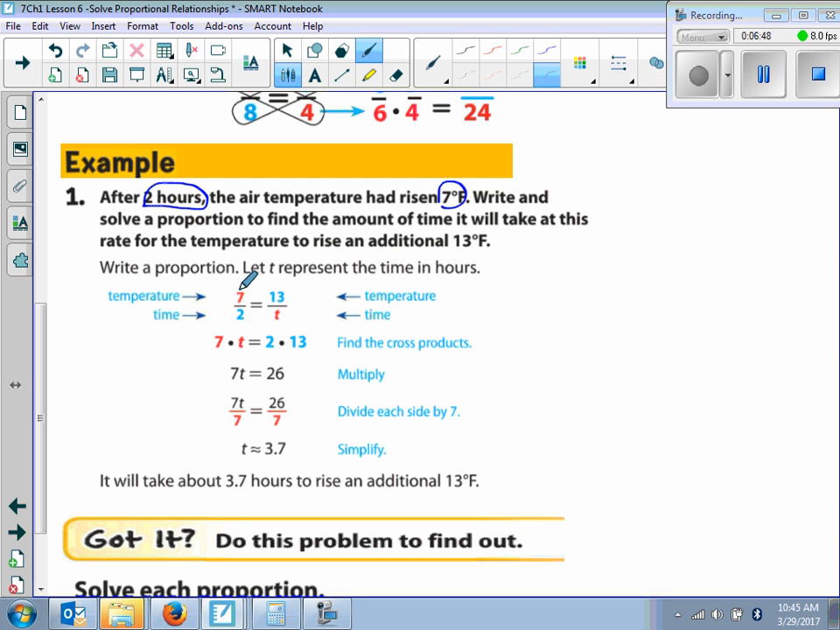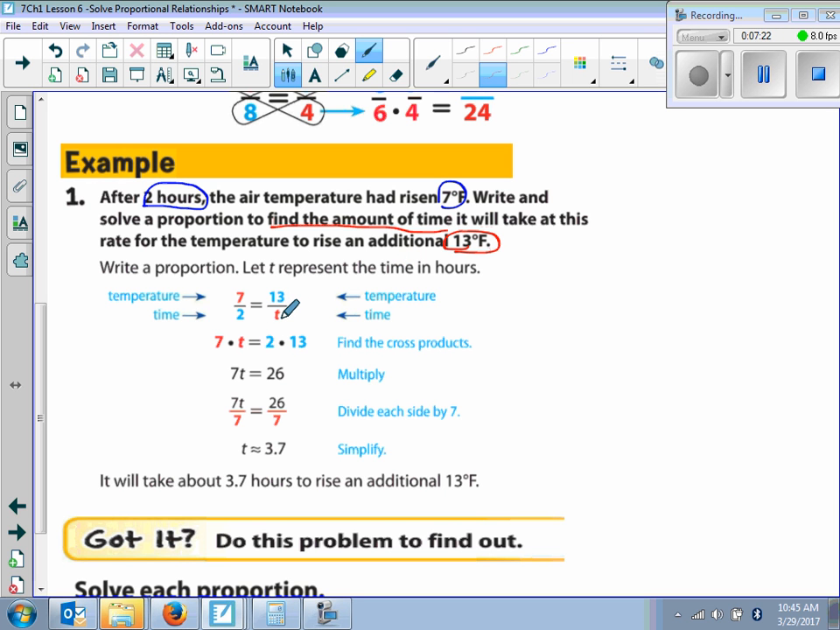So that's 7 to 2. Now it says, write and solve a proportion to find the amount of time it will take at this rate for the temperature to rise an additional 13 degrees Fahrenheit. So that's the temperature. Is that going to go in the numerator or the denominator? That's going to go in the numerator. So there's the 13, and it says find the amount of time. So that's the t, that's what we're solving for.